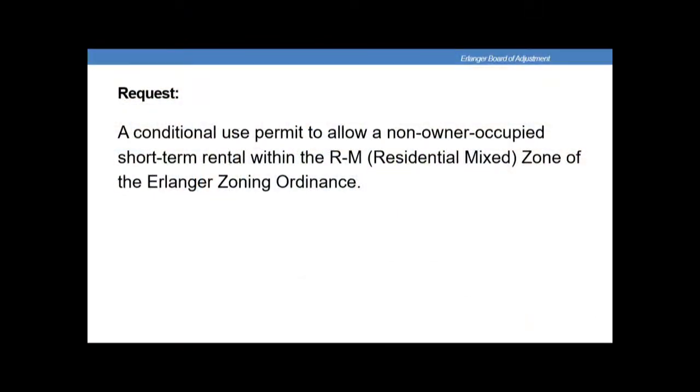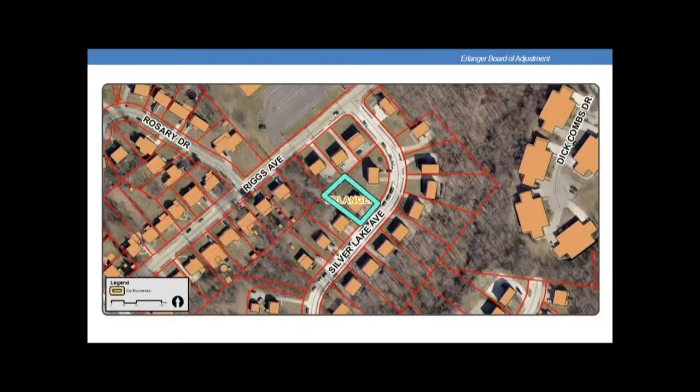And this is a request for a conditional use permit to allow a non-owner occupied short-term rental within the residential mixed-use zone, which is the RM zoning district. So the site in question is approximately 0.22 acres. It is occupied by a 2-family residential dwelling. There are 2 addresses associated with this site. It's 453 and 455 Silver Lake Avenue. So this request is noted as being for the 453 side, which does contain 2 bedrooms.